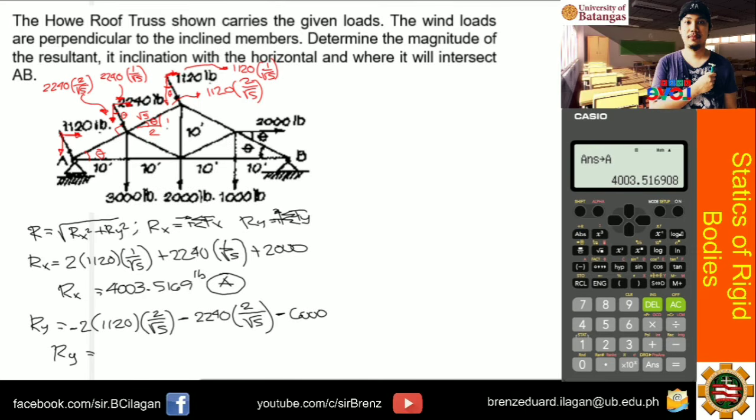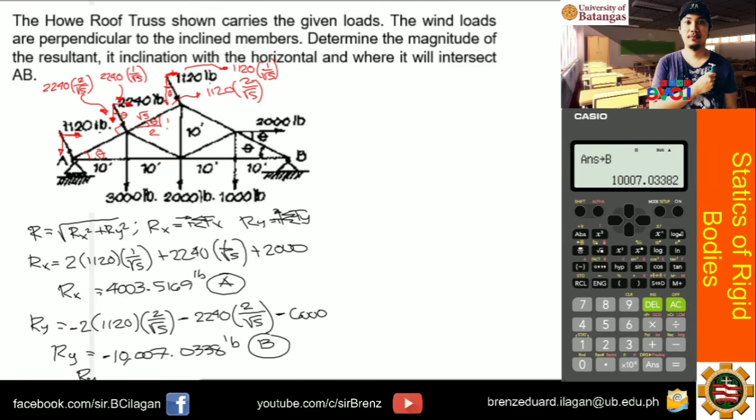Okay, so what will be the value of your Ry? So, pindutin lang ulit natin sa ating calcu. So, 2 times 1120 times 2 divided by square root of 5. Hindi ko na lang muna i-input yung negative. Ginawa ko na lang silang positive and then saka ko gawing negative. Plus 2240 times 2 divided by square root of 5. So, plus 6,000. So, yung sum niya, negative 10,007.0338 pound. So, this will be at letter B. So, itago ko lang ulit siya. Shift, store, B.